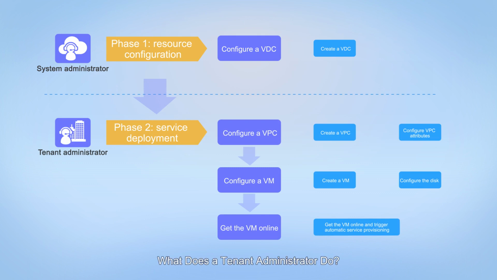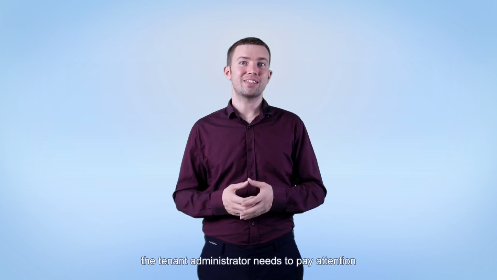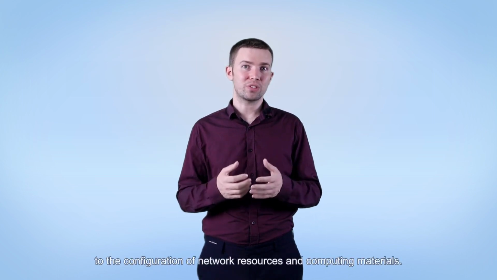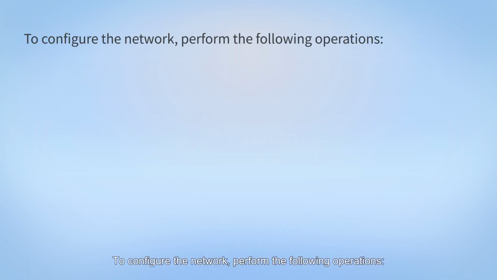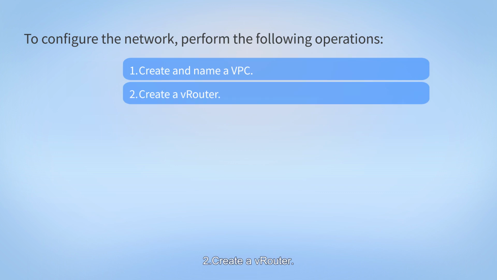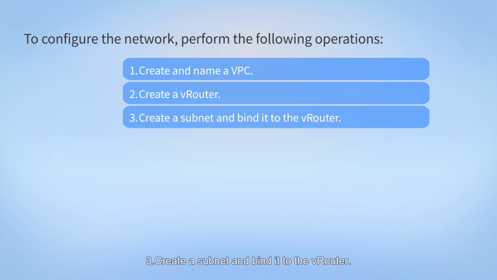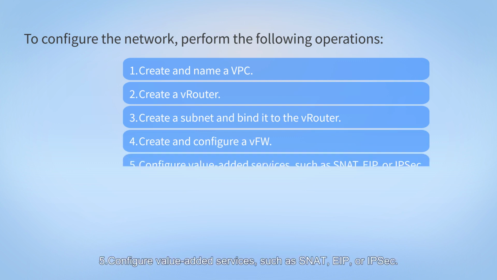What does the tenant administrator do? During service configuration and deployment, the tenant administrator needs to pay attention to the configuration of network resources and computing resources. To configure network, perform the following operations. 1. Create and name a VPC. 2. Create a vRouter. 3. Create a subnet and bind it to the vRouter. 4. Create and configure a VFW. 5. Configure value-added services such as SNAT, EIP, or IPsec.